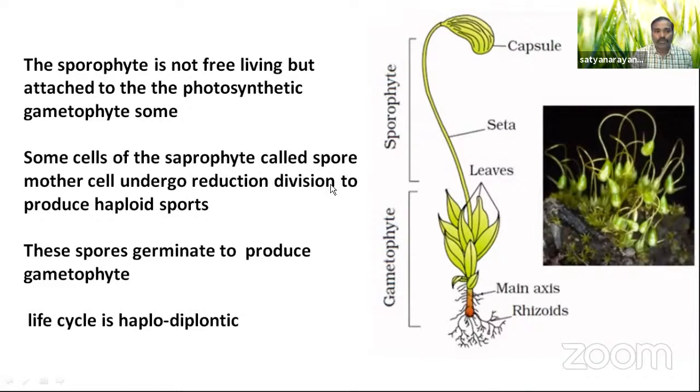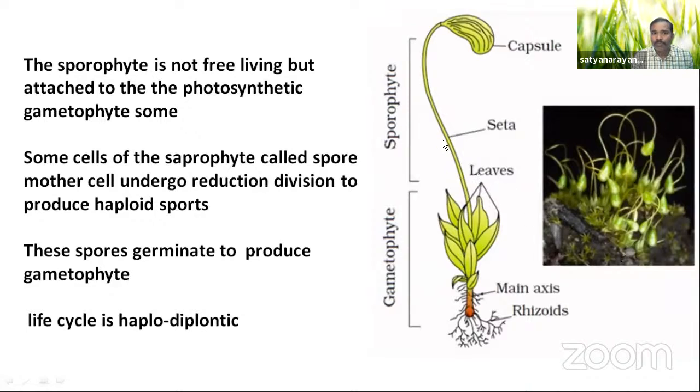Within the sporophyte, if we see, it is differentiated into three parts: foot, seta, and capsule. So specialized cells are present. Within the capsule, specialized cells are present, called spore mother cells. The spore mother cells undergo reduction division and produce haploid spores. When the haploid spores are released, they fall on the earth and produce the haploid gametophyte.